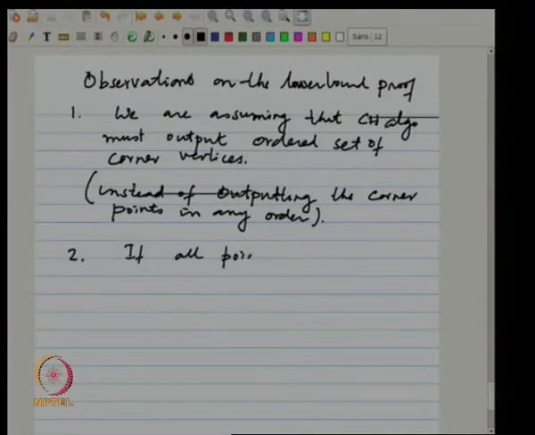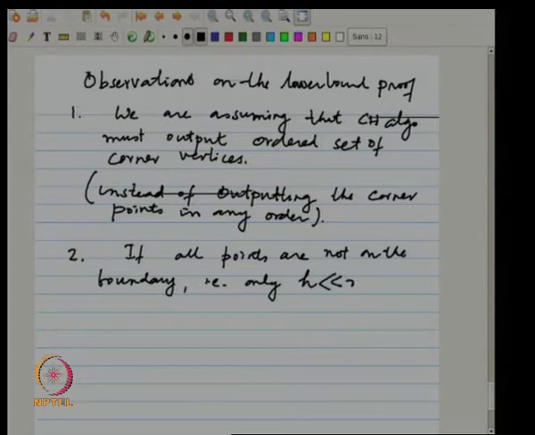And number 2, if all points are not on the boundary, I only have h, where let us say h is much smaller than n, again this lower bound does not give us anything. To the contrary, we have already seen we have an algorithm that works in n times h time, and we have an algorithm that works in n log n time, and they are incomparable depending on the size of the output. If the output size is very small, one is better, if the output size is large, the other one is better.